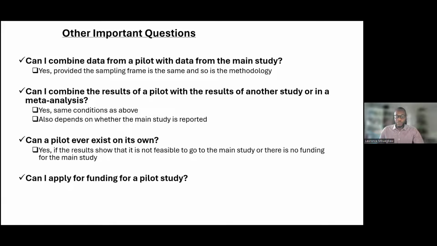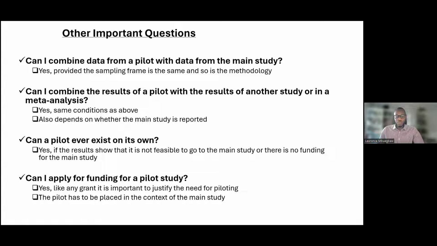Can I apply for funding for a pilot study? Absolutely, yes, right? Like any grant, it is important to justify the need for piloting and to apply for funding for pilot studies, because pilot studies are important. And as I have mentioned earlier on, they help save money and they're very important. Right now, we're reviewing CIHR grants, and I would say close to 70, 80% of the RCTs submitted are pilot studies.